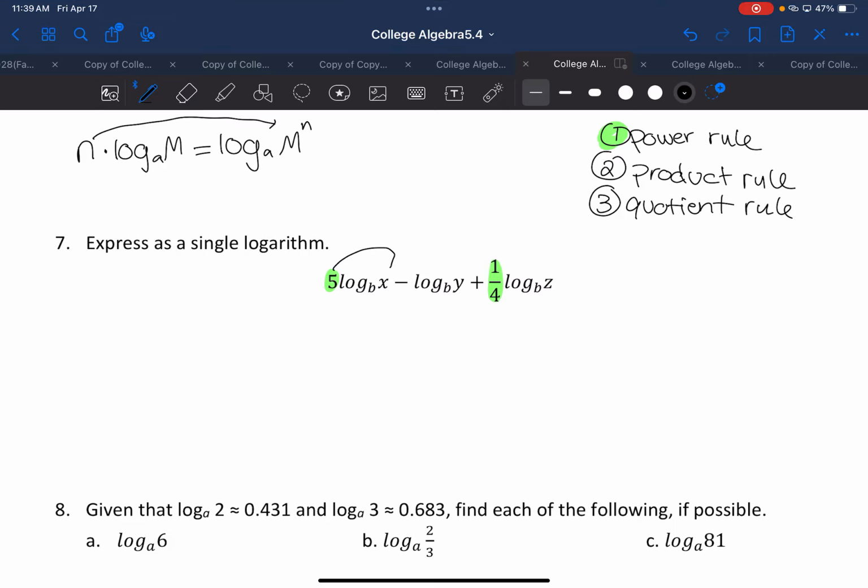So this 5 will become the exponent of that x. And this 1/4 will become the exponent of that z. So this will become log base b of x to the 5th power minus log base b of y, because I didn't do anything with that. There's no constant in front of it besides the negative, but that's not what I'm looking for. Plus log base b of z to the 1/4 power. Okay, so I just used the power rule.